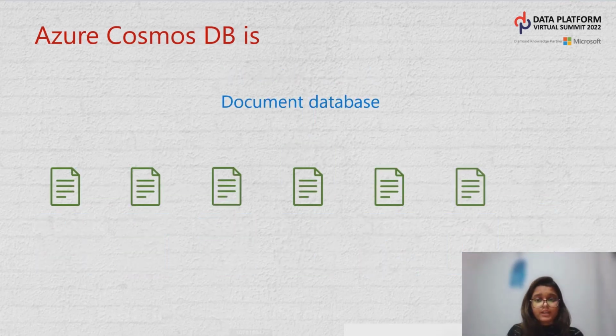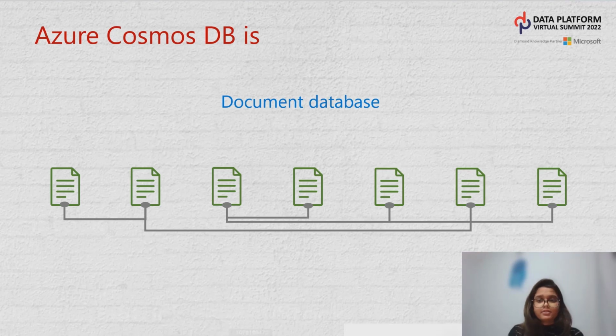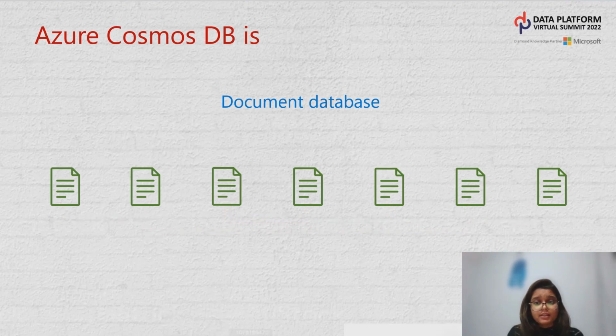Let's first talk about traditional relational databases. They enforce relational referential integrity and they also perform joins. Cosmos DB is a document database, which means that it doesn't have any schema constraint, and you can practically insert any kind of document into Cosmos DB, which also means that you can't have any referential integrity and you can't perform joins between multiple documents.